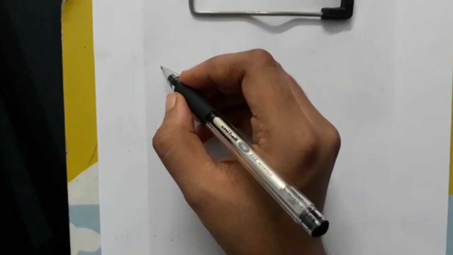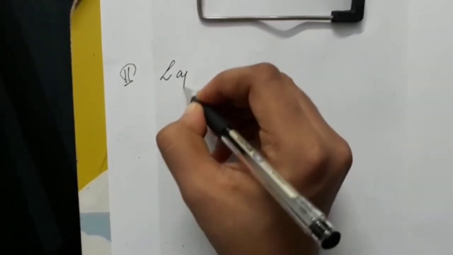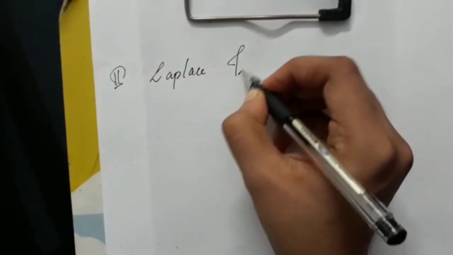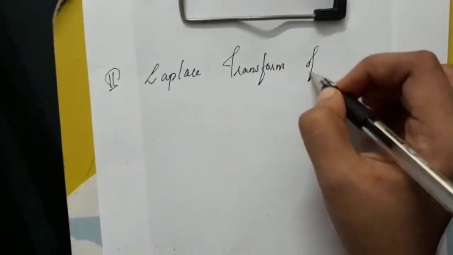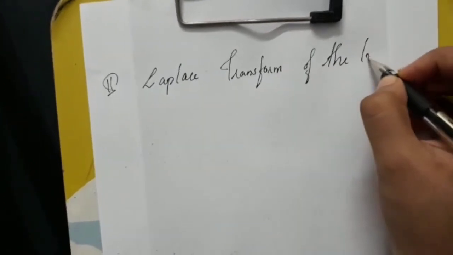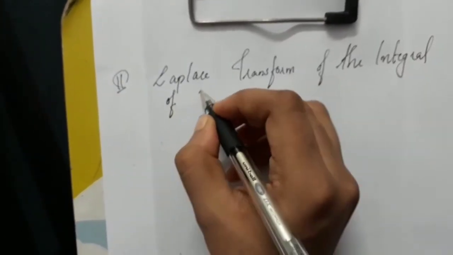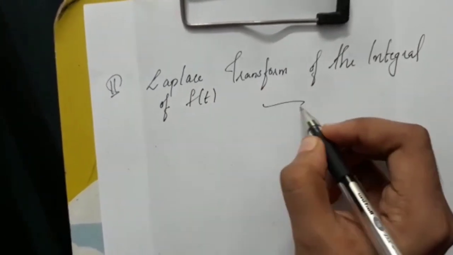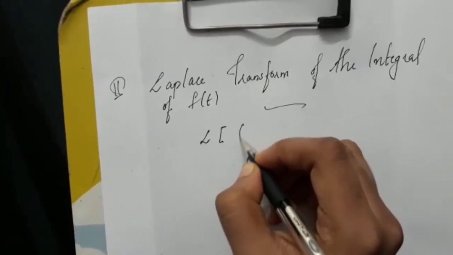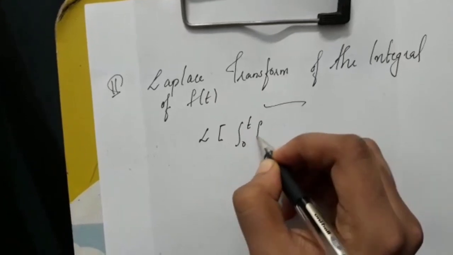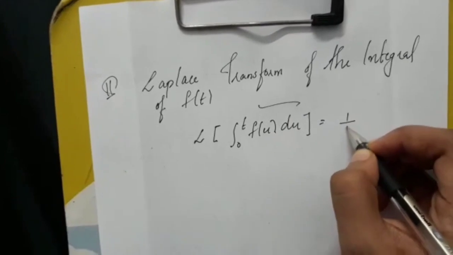The last property we are going to discuss is the Laplace transform of the integral of f of t. That is Laplace transform of integral of f of t. That means L of integral 0 to t f of u du is equal to 1 by s f of s.